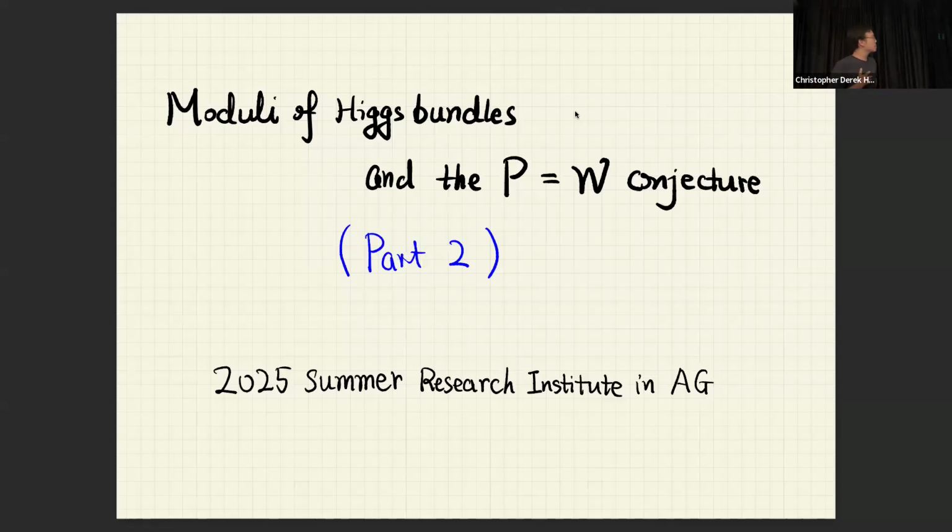This is the second of a series of two talks by Maulik and Shen. Junliang is going to tell us about the Moduli of Higgs bundles and the P-equal-W conjecture.